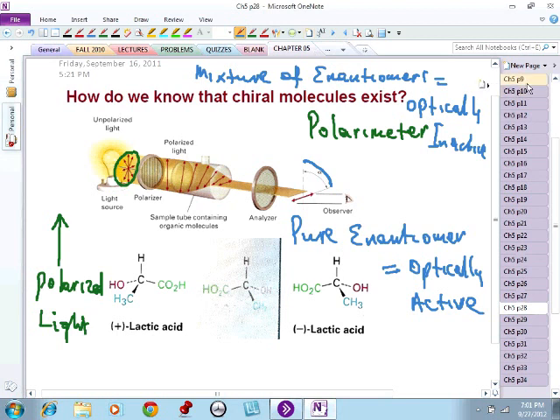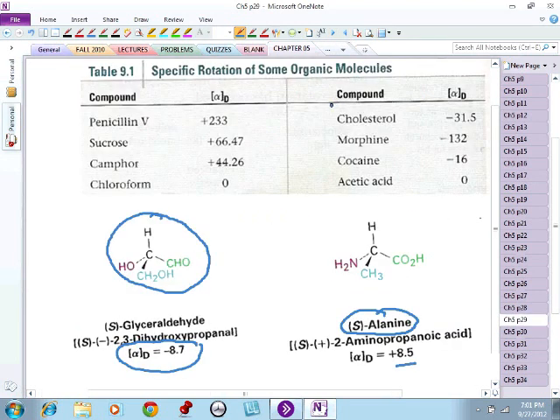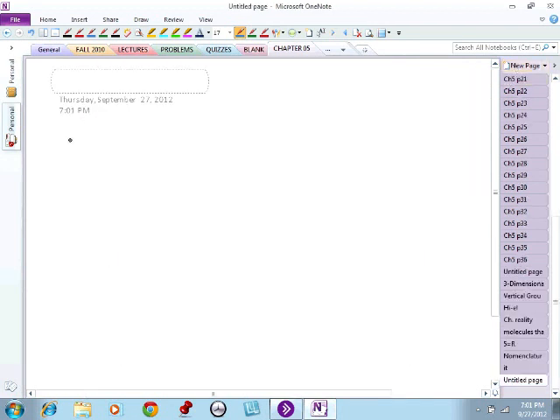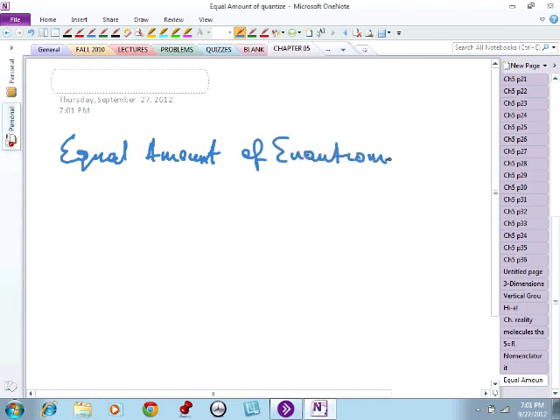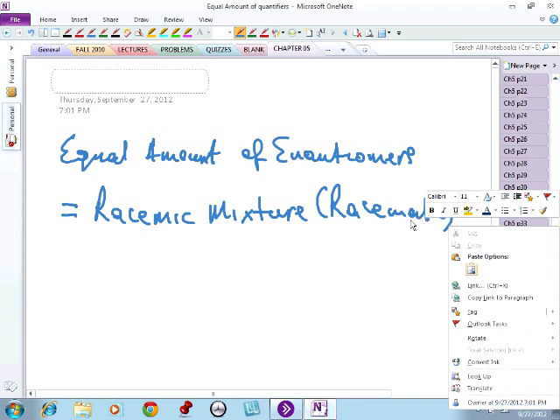If you have a sample that contains equal amounts of enantiomers, that sample is referred to as a racemic mixture, or sometimes a racemate. So a racemate is a sample that contains equal amounts of the two enantiomers.